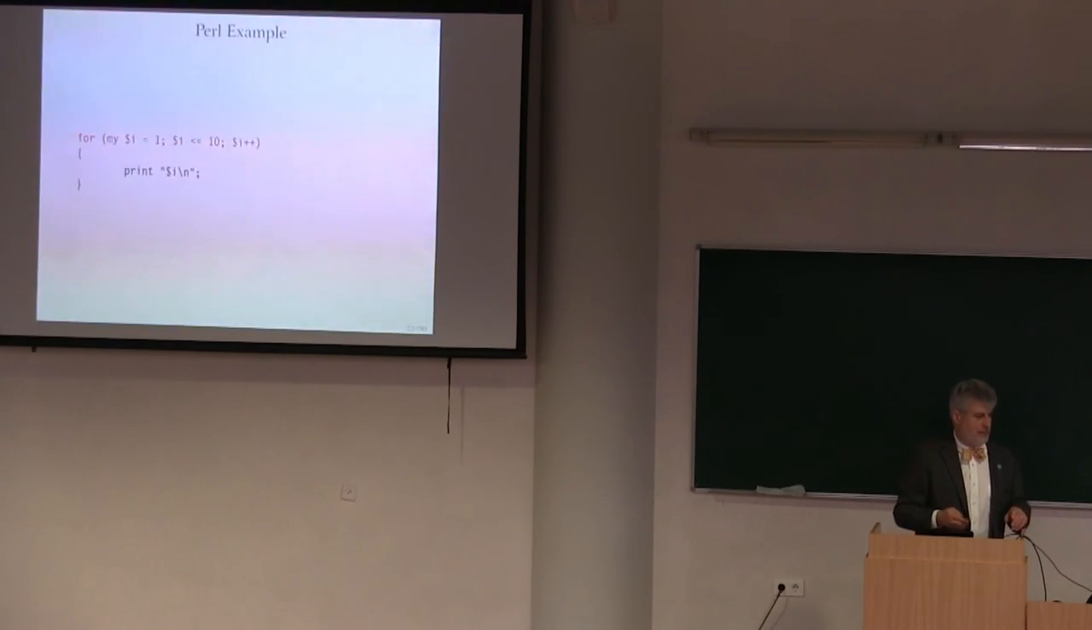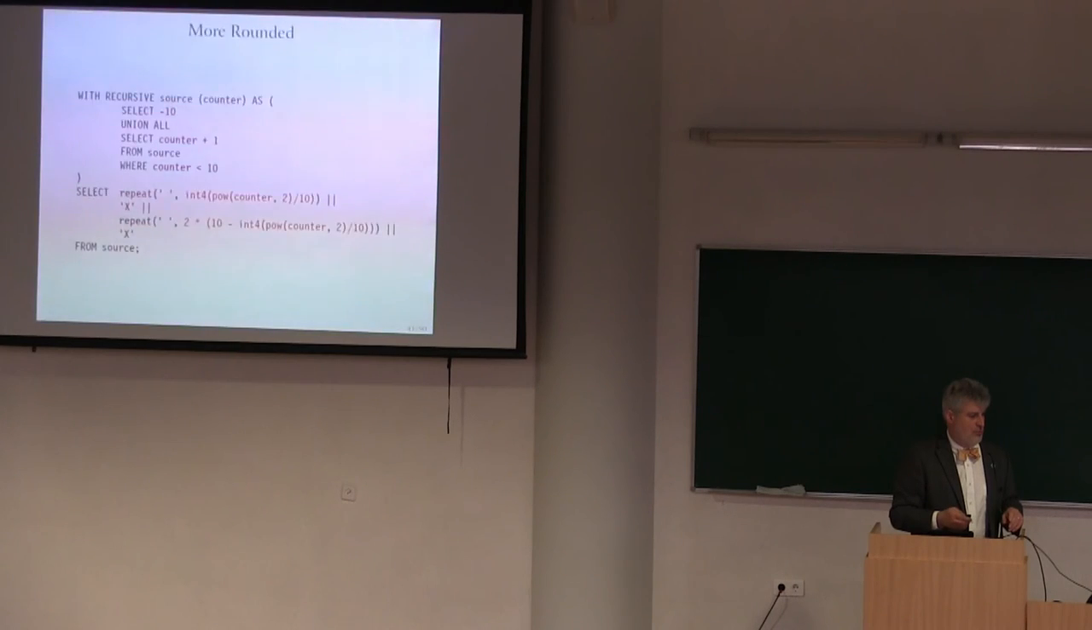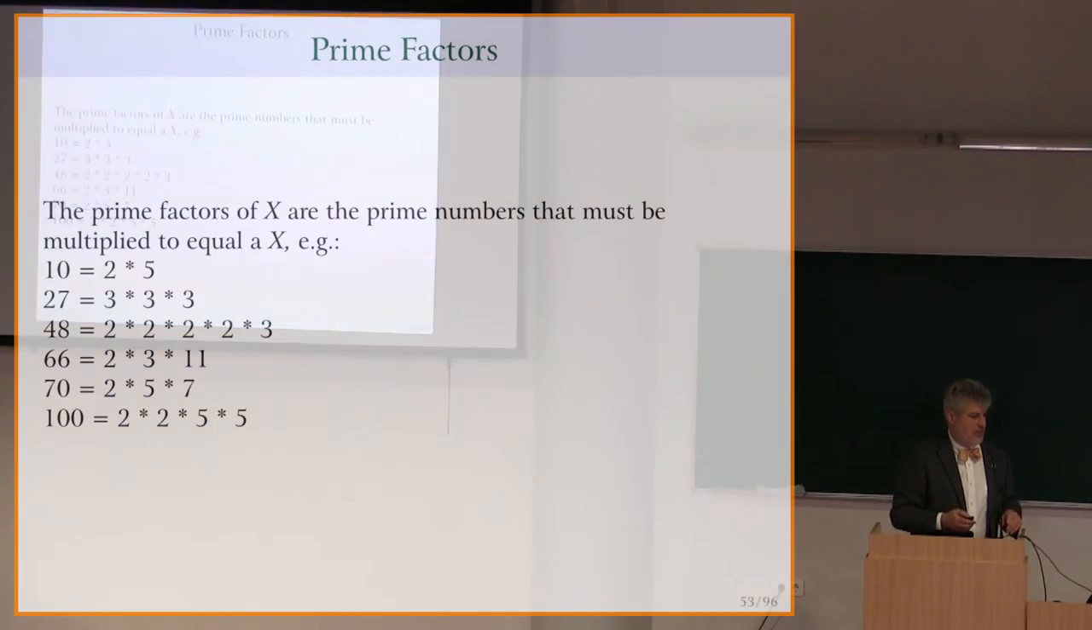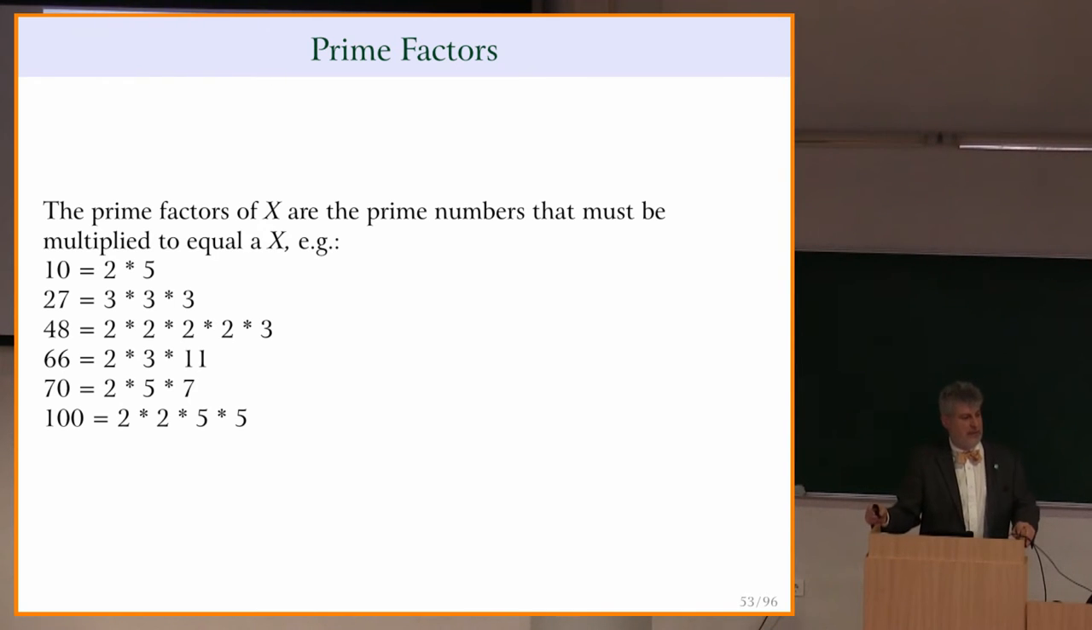Okay, so let me hop forward here up to 40. Oh, there's my circle. Okay, so let's talk about another mathematical example. This is a little more sophisticated, but we'll see if you like it or not. Effectively, you can do prime factorization with common table expressions. You might think, oh, really? Yeah, you can. Prime factorization is basically taking a number and returning its prime factors. Pretty easy to understand. So prime factors of 70, for example, are 2, 5, and 7. Prime factors of 100: 2, 2, and 5, 5. Prime factors of 66: 2, 3, and 11.